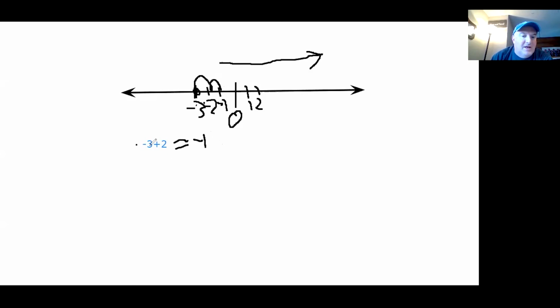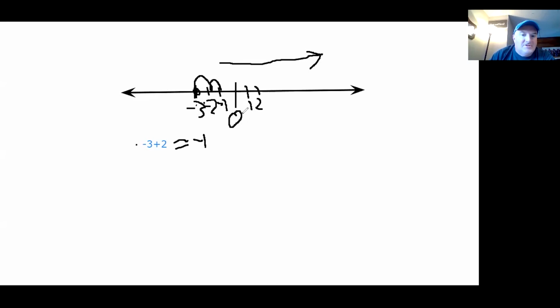Oftentimes people get confused. They go -3 plus 2 equals -5. But in this case, it's like you start out the day down $3, and then a friend gives you $2. So then you're actually only down $1. So you start here. Somebody gives you $2, and so now you're only in debt $1. Okay.